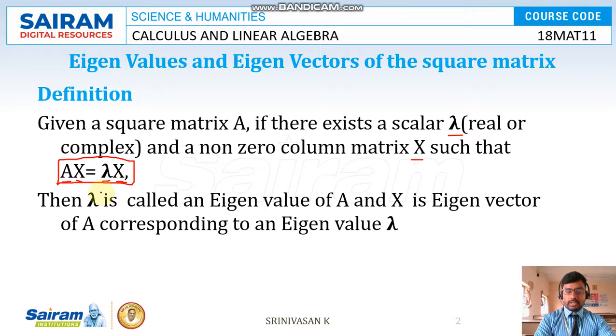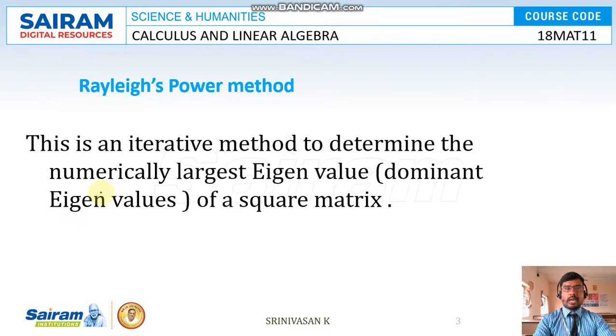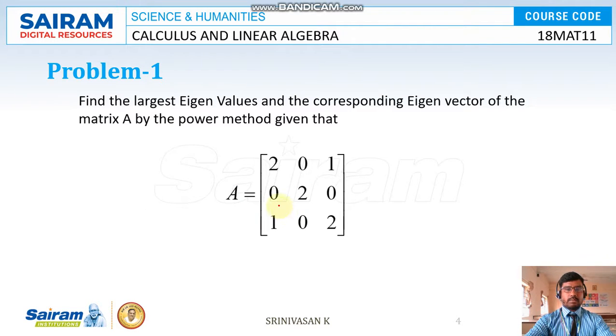Our aim is to find the eigenvalue and eigenvector by using Rayleigh's power method. What is Rayleigh's power method? It is an iteration method to determine numerically the largest eigenvalue of a given square matrix. So by using Rayleigh's power method, we can easily find the largest eigenvalue of the given square matrix. Now we'll discuss the problem.